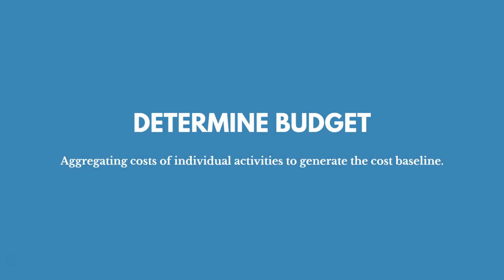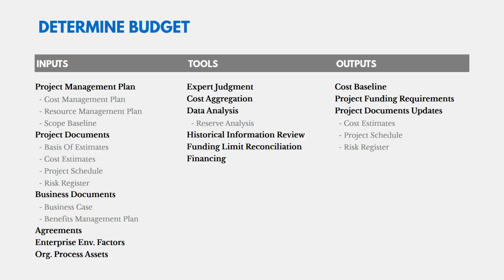Okay, so now that we've estimated our costs, now we're going to go ahead and determine our budget. And this is aggregating the costs of individual activities to generate the cost baseline. So here's our list of ITTOs. On the right, we have our project management plan coming in because that's going to tell us how to determine our budget. We could have project documents, and these are things that we've already created for the most part, our basis of estimates and our cost estimates. We could have business documents, the business case and the benefits management plan, because that will have some important cost information in it. And then we could have agreements and enterprise environmental factors and organizational process assets.